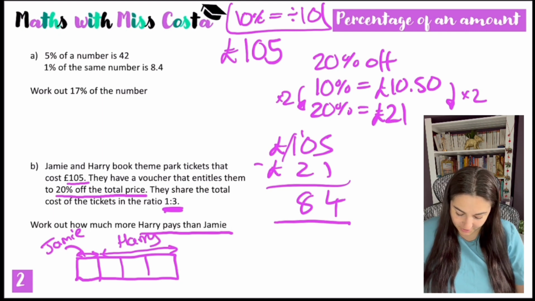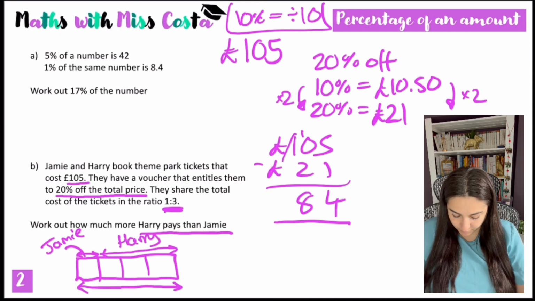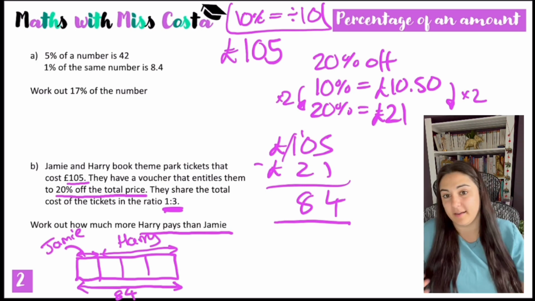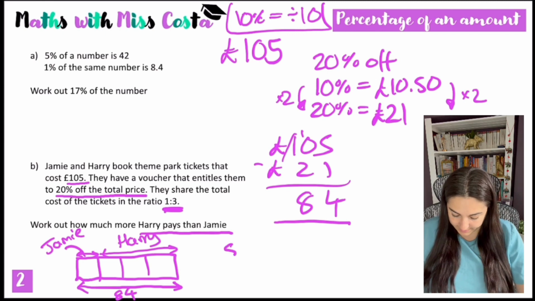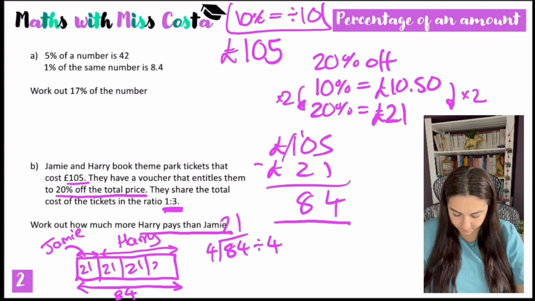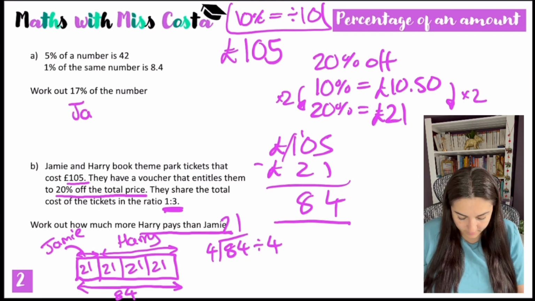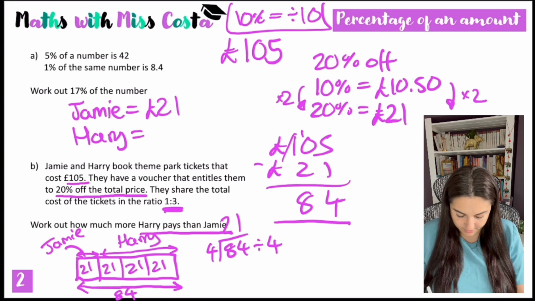Okay, so 84 is being split into 4 parts in total. That's how we work out ratio. We add up the parts, so 3 plus 1 is 4. So 84 is split into 4 parts. So 4 into 84 goes 21. So each part must be worth £21. So therefore, Jamie pays £21, and Harry pays 21 times 3, which is £63.